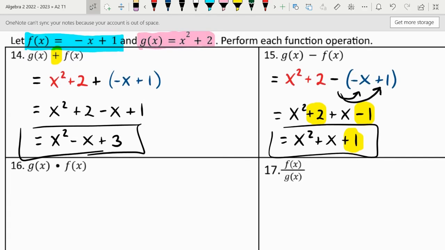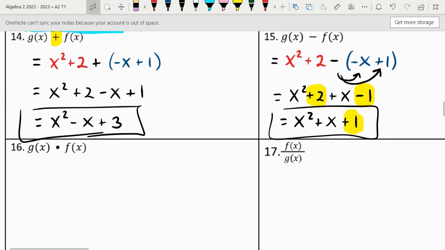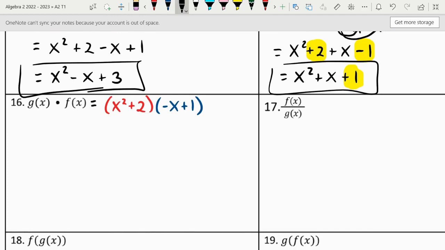All right, moving on to multiplying. For this one, we're going to have to use the box. Hopefully you remember that from previous adventures in algebra. So, g of x times f of x. We're going to take, in parentheses, x squared plus 2 times f of x, which is negative x plus 1. To multiply these two things together, you're going to need a box.